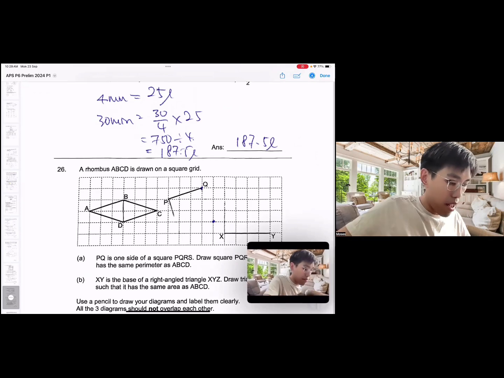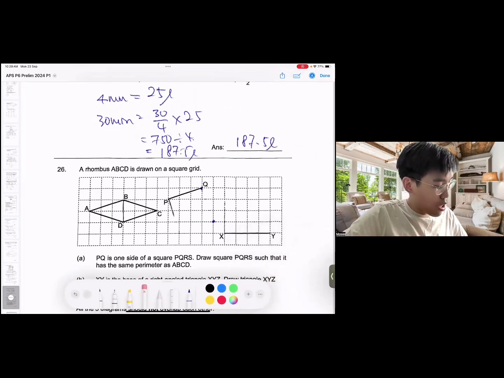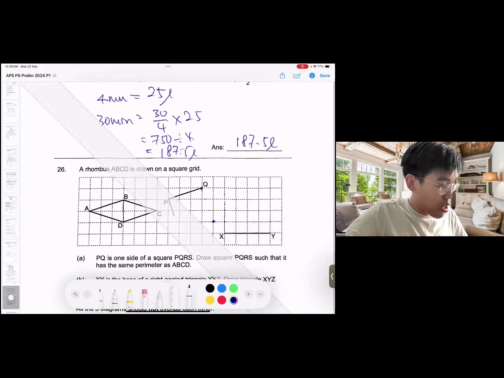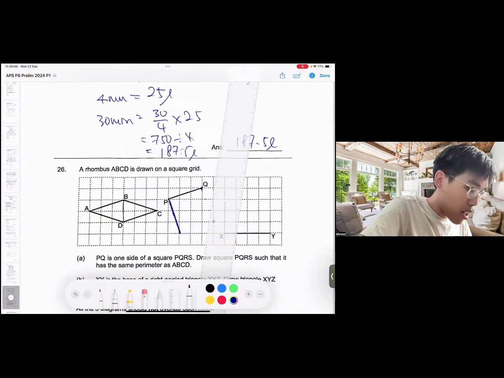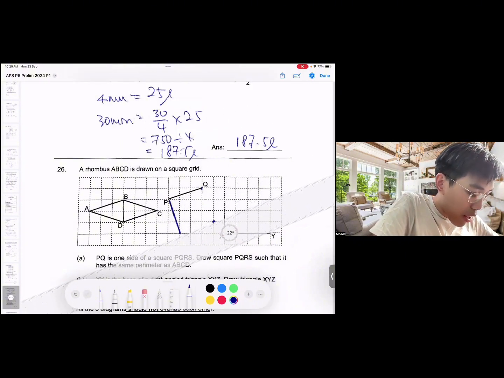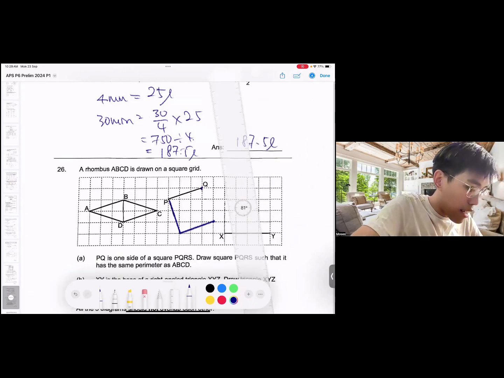I can draw it here. Oh, a bit tough. Okay, hang on. I have to use the ruler tool here. Okay. This is 1. Might not be the most accurate, but you get the idea.